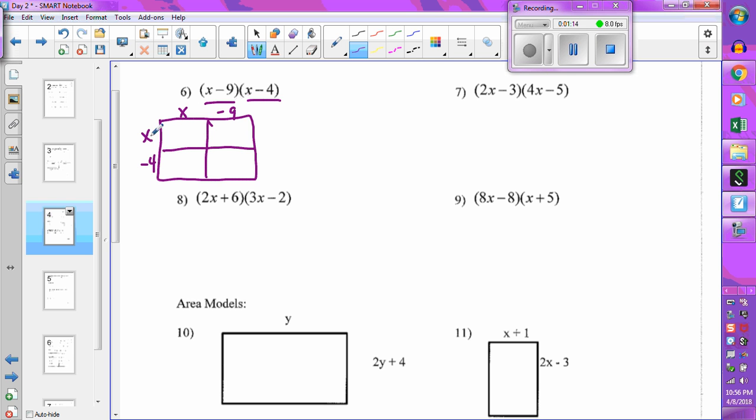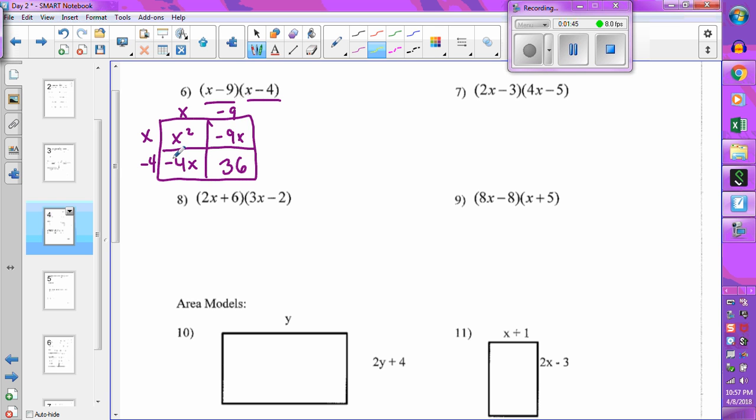Now remember, we're going to multiply our x's, which is going to give us x squared. We're going to multiply our x times a negative 9, which gives me a negative 9x. We're going to multiply our x and our negative 4, which gives us a negative 4x. And we're going to multiply the negative 9 and the negative 4, which will give us a positive 36. Now that we've multiplied everything, we can combine our like terms.